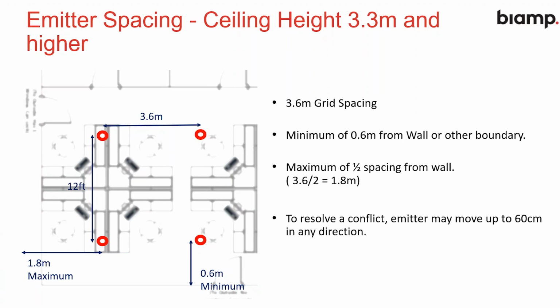So just to reiterate, that is the furthest spacing that the QtPro system can be. So if the ceiling height goes any higher, we always retain that spacing. We cannot go more than 3.6 meter grid spacing.